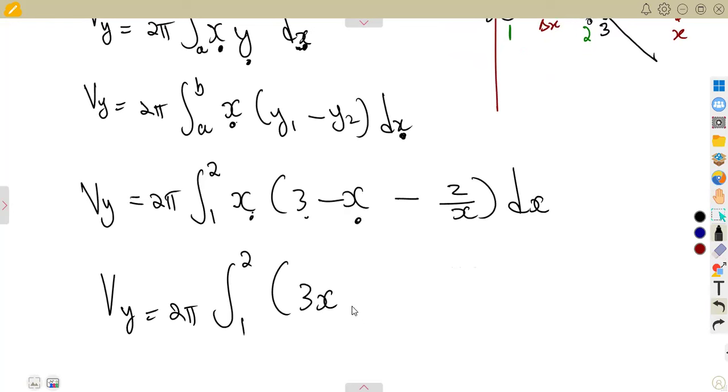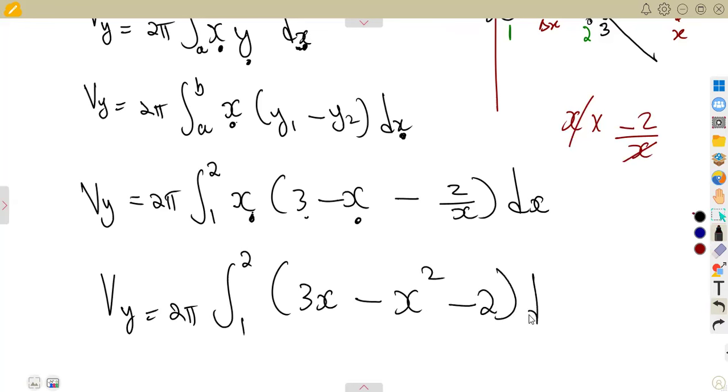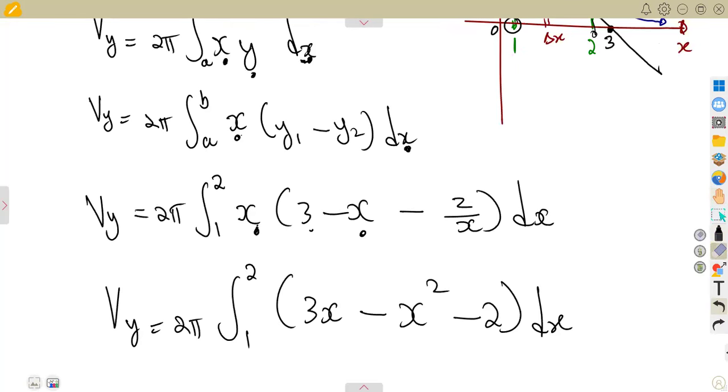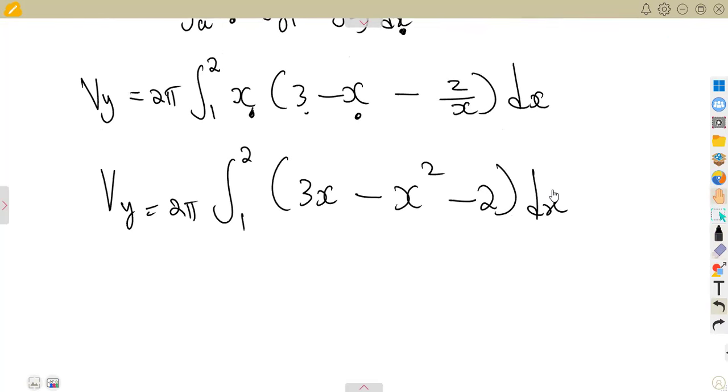X and minus x, that will be minus x squared. X times negative 2 over x, so this will cancel. You remain with a negative 2, with respect to x. With this, we are done. We just have to integrate each and every part. Then after that, substitute your limits.